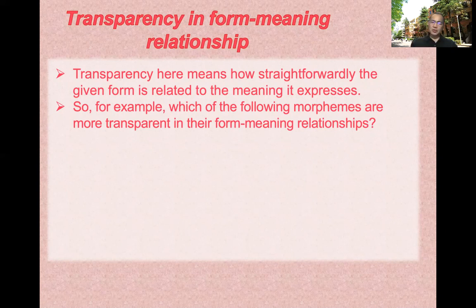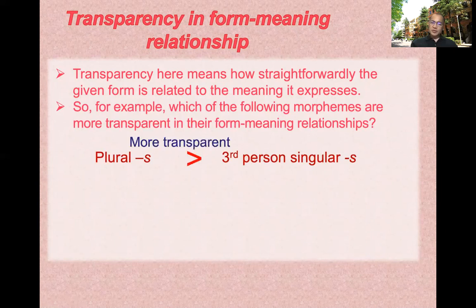Okay, so for example, which of the following morphemes is more transparent in its form-meaning relationship if you compare these two, plural s and third person singular s? What do you think? I hope you'd say plural s is more transparent, because plural s means there's more than one book. Two or three books instead of just one book, right? As opposed to third person singular s. What does it mean?